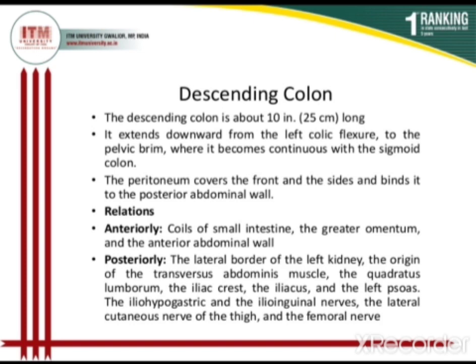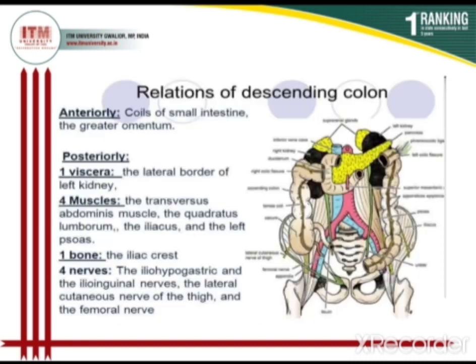The relations are, anteriorly, the coils of the small intestine, the greater omentum, and the anterior abdominal wall. Posteriorly, the lateral border of the left kidney, the origin of the transversus abdominis muscle, the quadratus lumborum, the iliacus, and the left psoas. Also the iliohypogastric and ilioinguinal nerves, the lateral cutaneous nerve of the thigh, and the femoral nerve. So these are the anterior and posterior relations of the descending colon.